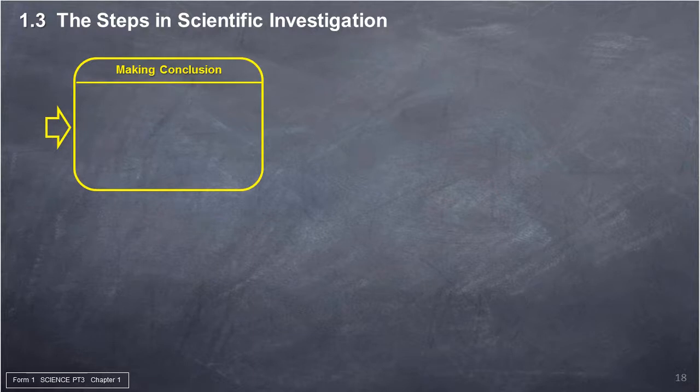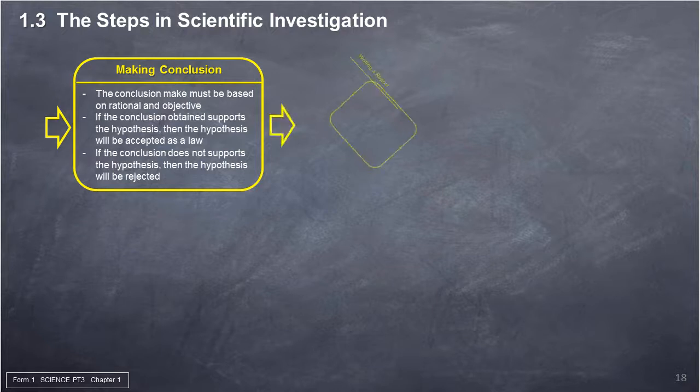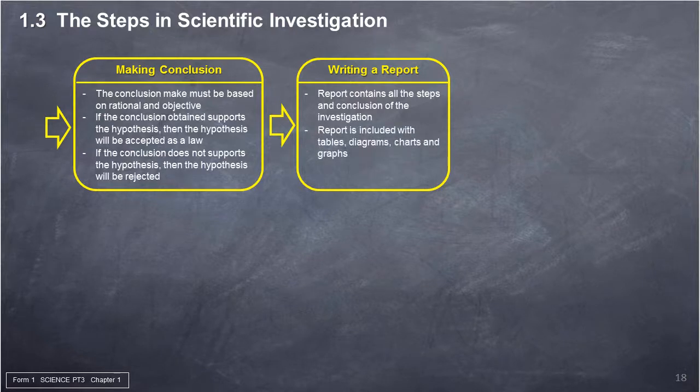Making conclusion. The conclusion must be based on rational and objective. If the conclusion obtained supports the hypothesis, then the hypothesis will be accepted as a law. If the conclusion does not support the hypothesis, then the hypothesis will be rejected. Writing a report. Report contains all the steps and conclusion of the investigation. Report is included with tables, diagrams, charts and graphs.